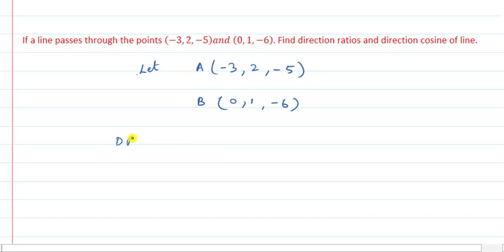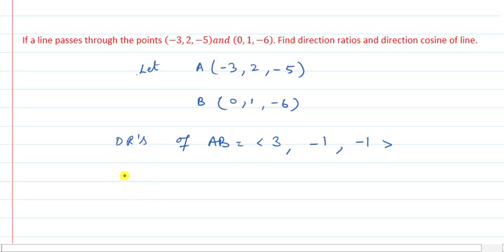And as I told you, the DRs or direction ratios of line AB are simply x2 minus x1, y2 minus y1 and z2 minus z1. So the direction ratios are 0 minus (-3), which is 3, then you are getting -1 from here and -1 from here. So these are the direction ratios of the line.